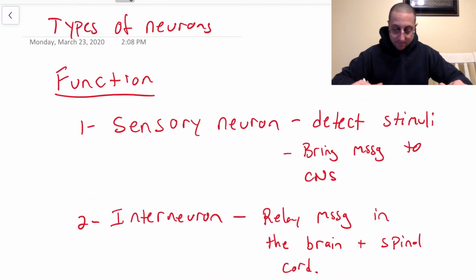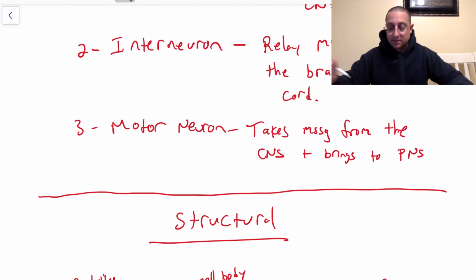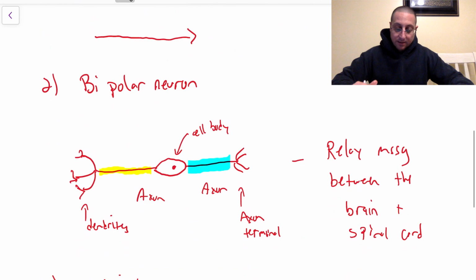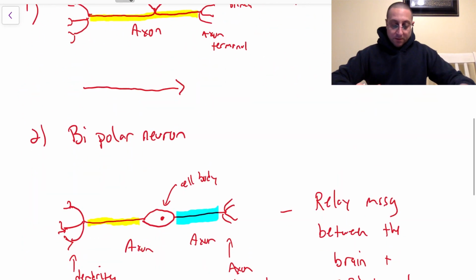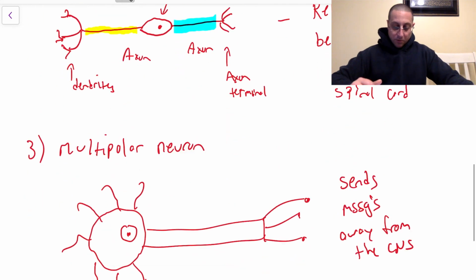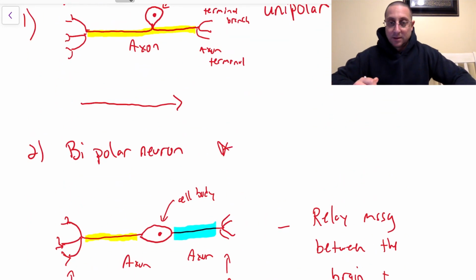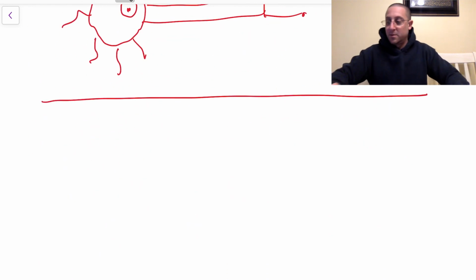So again, functionally, three different types: sensory detects stimuli; interneurons relay messages; motor takes the message and sends it to the peripheral nervous system into an effector. The three different structural types, you have unipolar, bipolar, and multipolar. The bipolar you're not going to see too much, typically in the spinal cord. Alright, and then just one last piece of vocabulary over here.